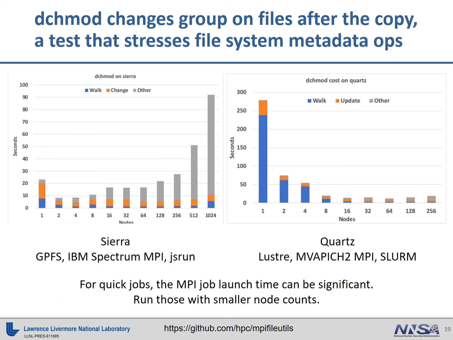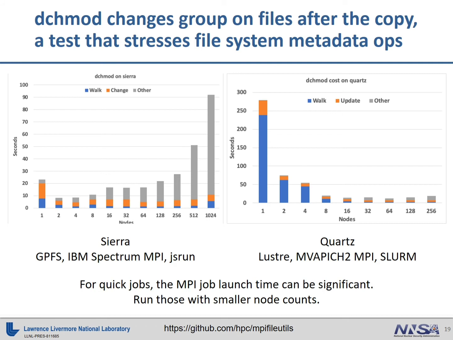Now let's move on to take a look at dchmod to change the group on the destination items. Unlike dcopy or dcompare, which are bandwidth heavy, dchmod stresses the metadata operations. I actually ran this test on both Sierra and Quartz, two different machines at Livermore. Each cluster has a different backing parallel file system, a different MPI library, and a different job launcher. And you can see those differences in the results.